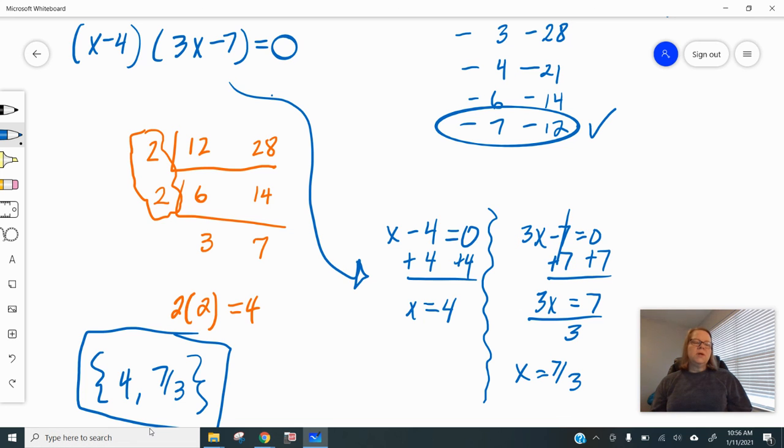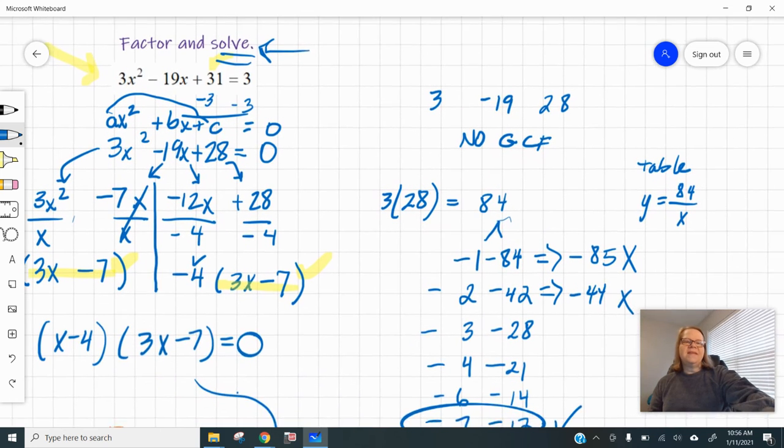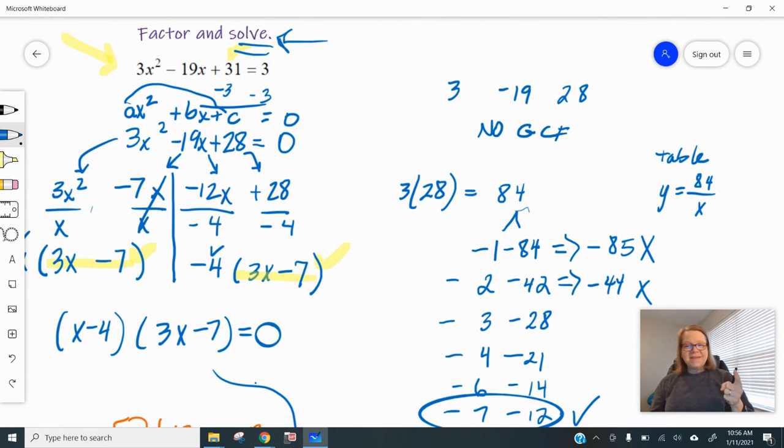All righty. So that is the answer to the problem from way back up here where we had to factor and solve. It's a process, but you can do it.